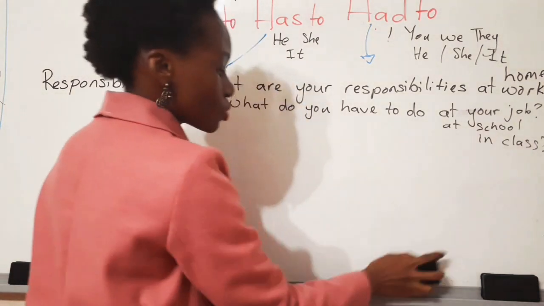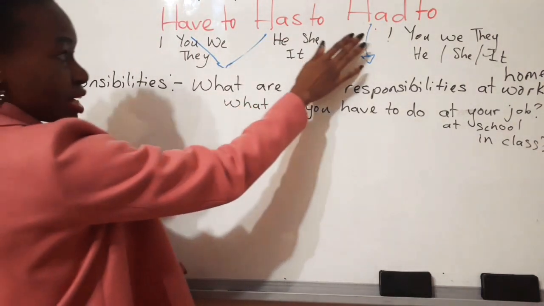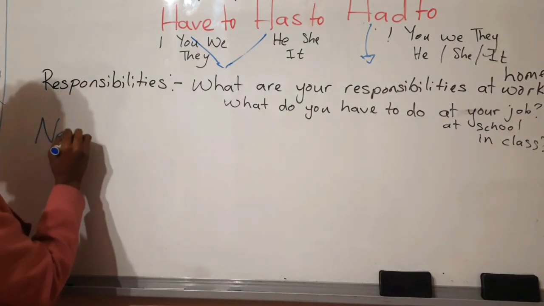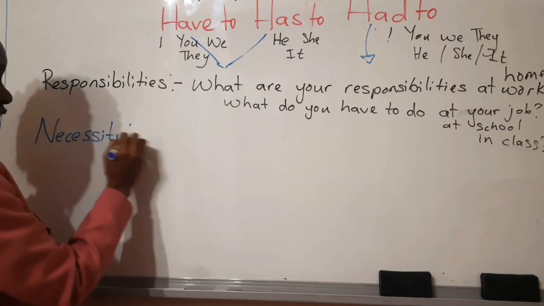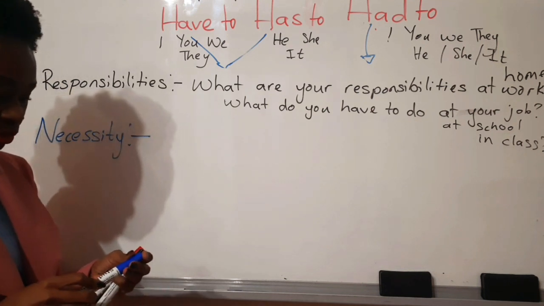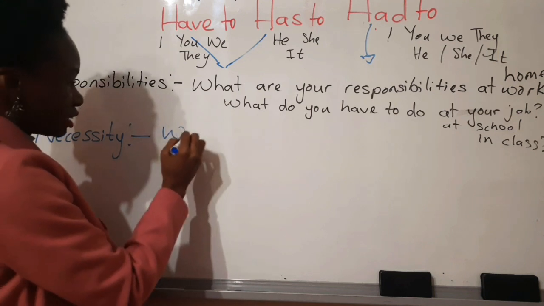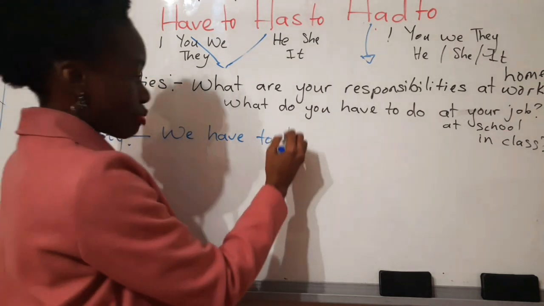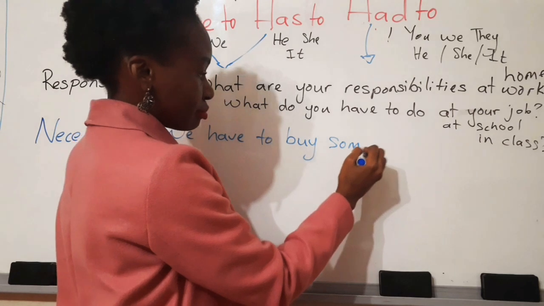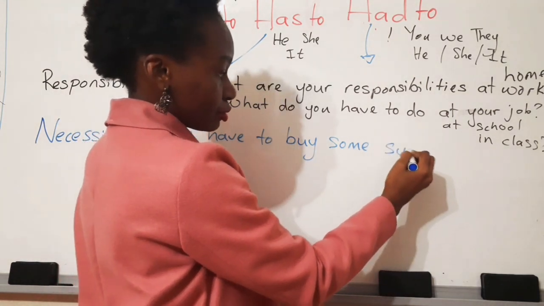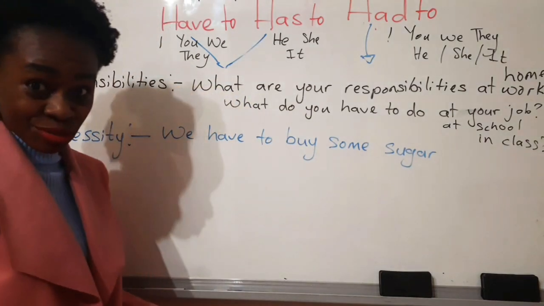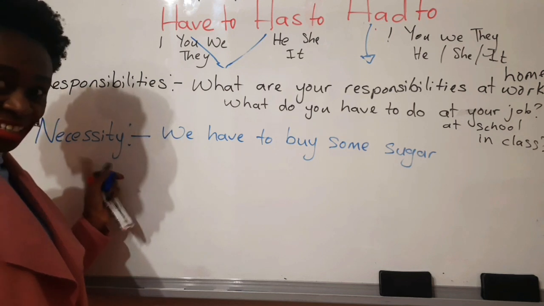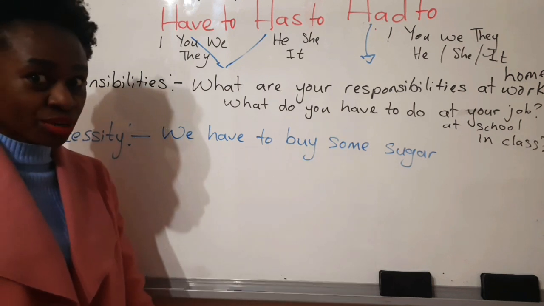When else do we use have to, has to, and had to? When something is necessary. So necessity. Meaning gereklilik. For example, we have to buy some sugar. We don't have sugar, so we need it. It's not a responsibility. So look there, look. We have to buy some sugar. There is no sugar at home.